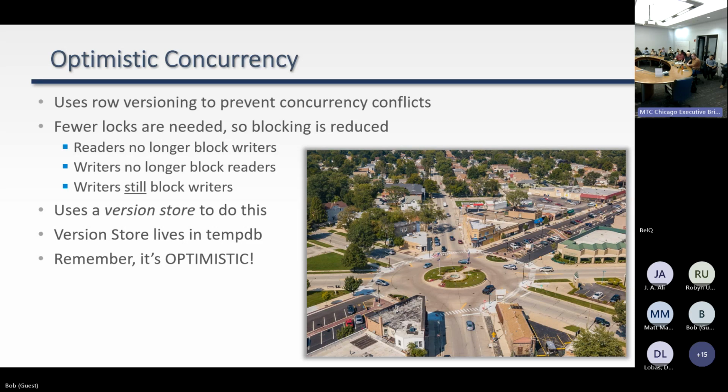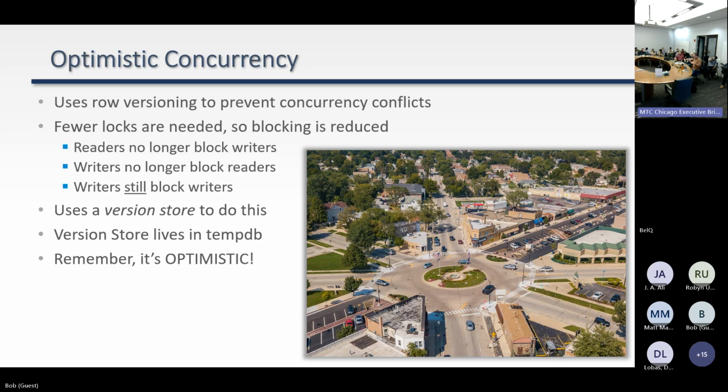So now we're leaving pessimistic concurrency land and going to optimistic concurrency land, where we're using row versioning to try to prevent these concurrency conflicts instead of blocks. We're going to use fewer locks. Fewer locks are needed, and blocking is reduced. Readers will no longer block writers, and writers will no longer block readers, but writers still do block other writers. We do this with what's called the version store, which lives in the TempDB database. And remember, this is optimistic. We're not saying that conflicts are not going to happen, but we're thinking that they're not going to happen, so we're not taking as much action.